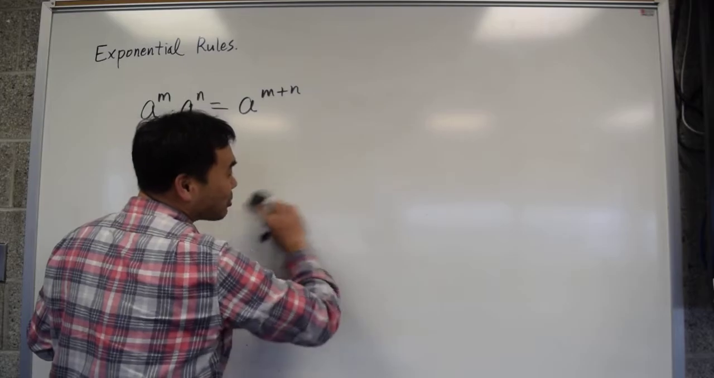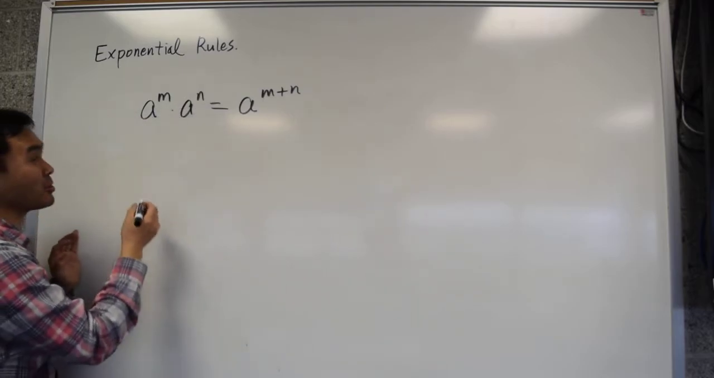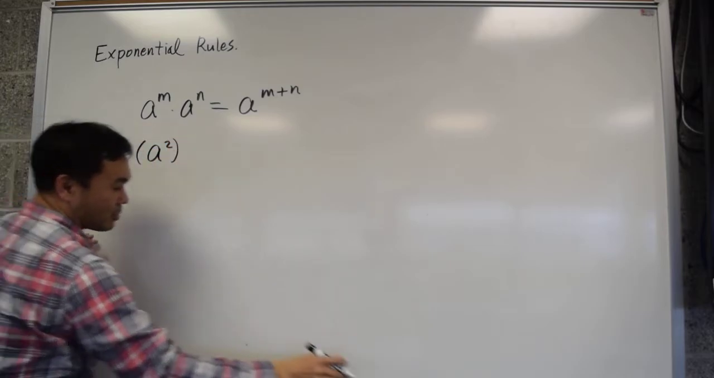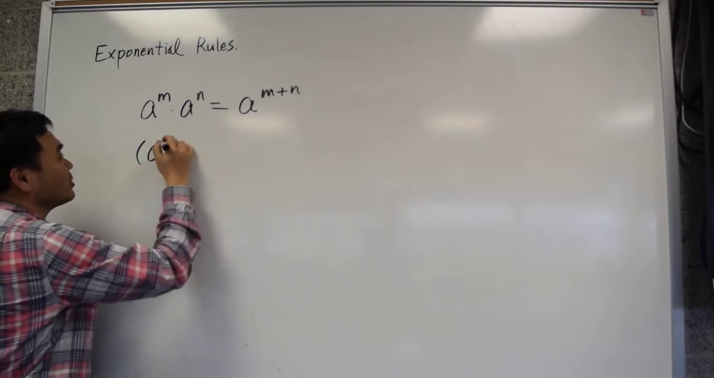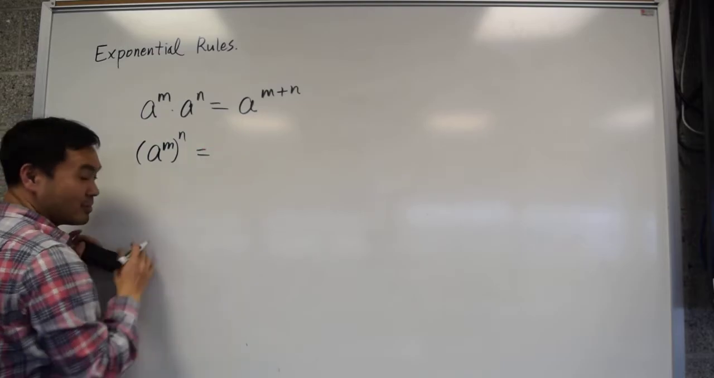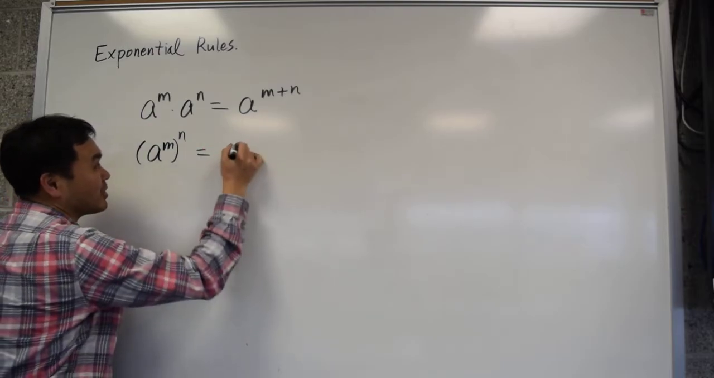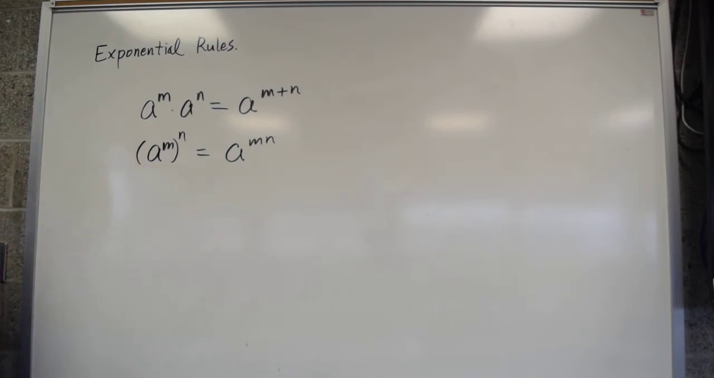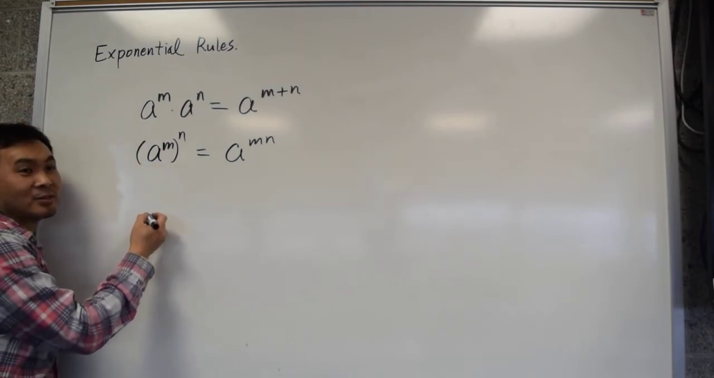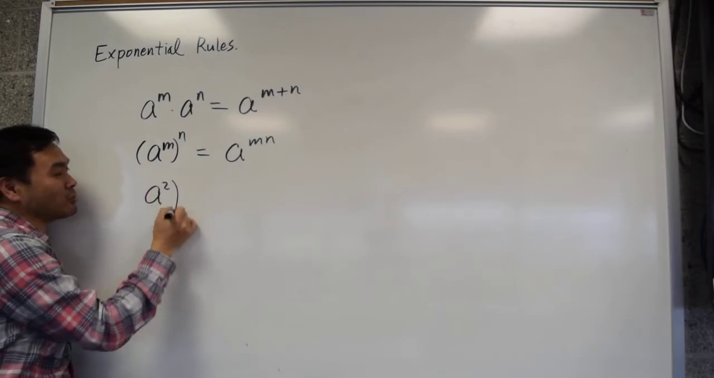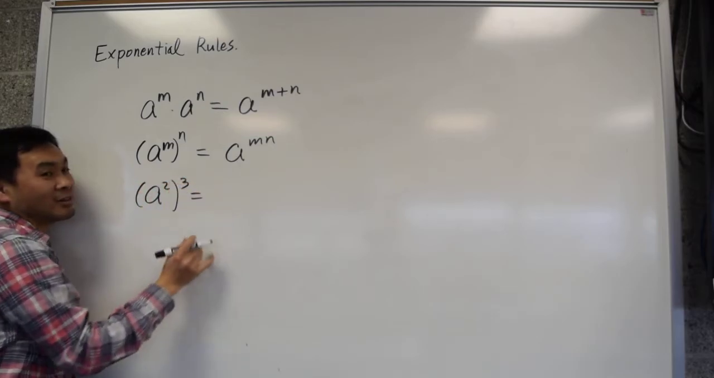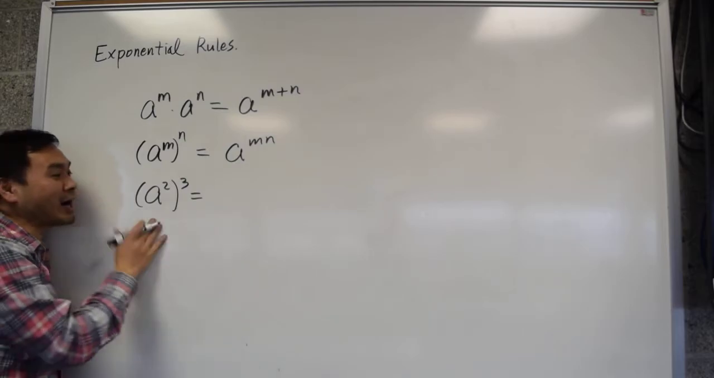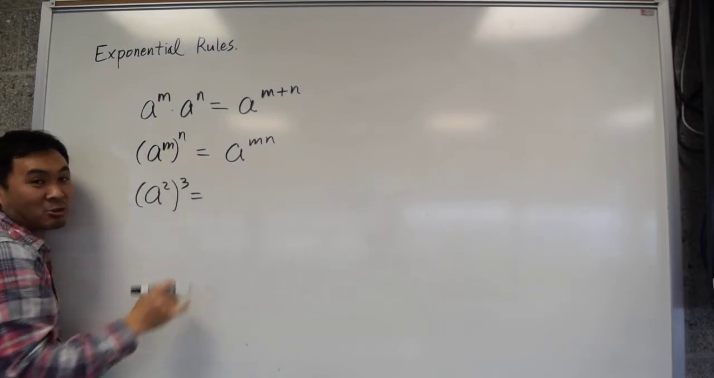Since that one didn't go that well, let's see if this one goes well. A squared to the cubed. Oh, well, a to the m to the nth power is a to the mn. Very good. Okay, why does this work? So again, an example. A squared to the cubed. I know this is a to the 6. Don't try to tell me that. Tell me why this is a to the 6 without using this rule.